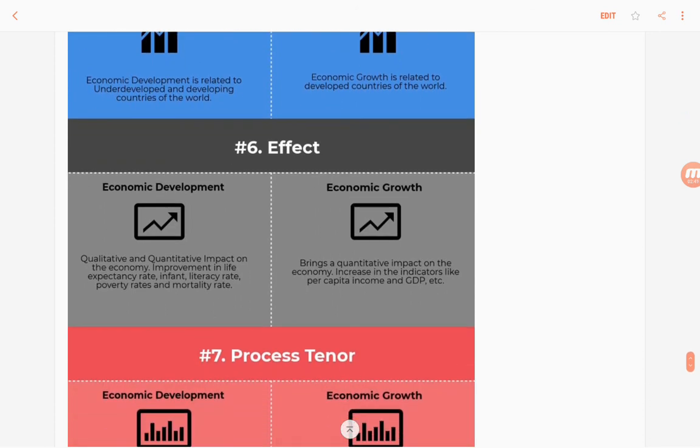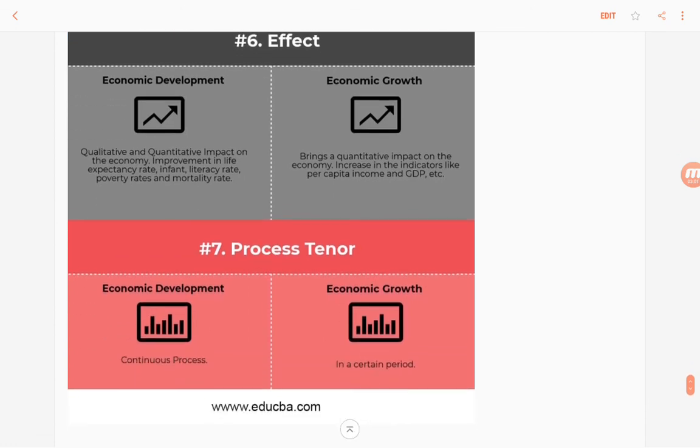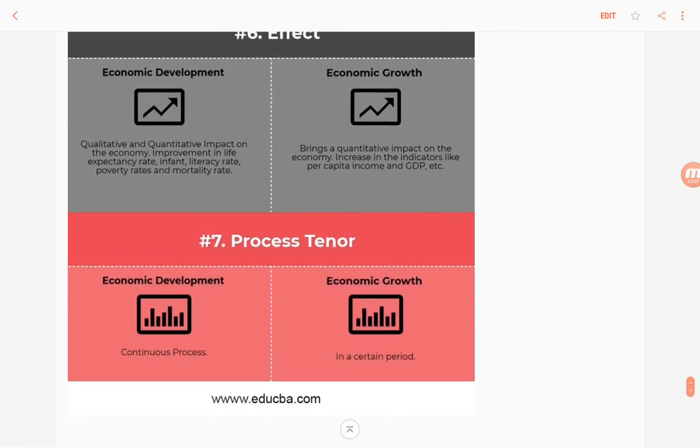Economic development has qualitative and quantitative aspects like the improvement in life expectancy, infant mortality, literacy rates, and decrease in mortality rates, while economic growth only looks at GDP per capita. And economic development is a continuous process, while economic growth is attained in a certain period.